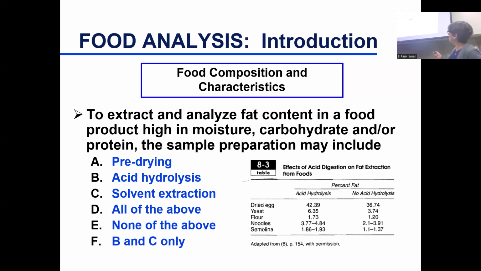Because now the acid broke off the carbohydrate, the proteins from the dried eggs, so you were able to extract with the solvent more of the fat. Same for the other components, breaking with carbohydrates, so that the fat can be released in the solvent and you can quantify it. So quite a bit of a difference. Even though the flour has low fat, you can see it's almost like 25% more extracted using acid hydrolysis. So the composition is very important in selecting the method of analysis.